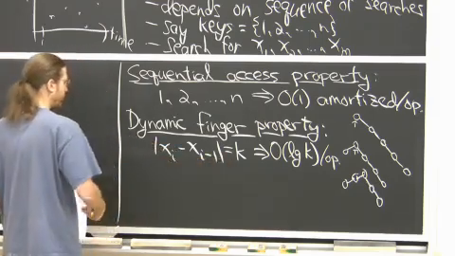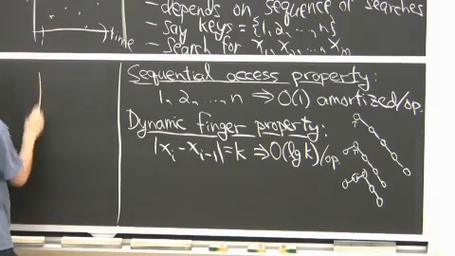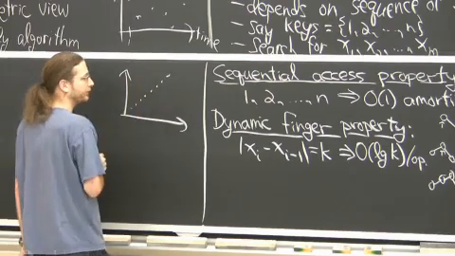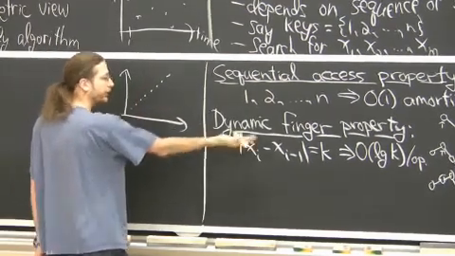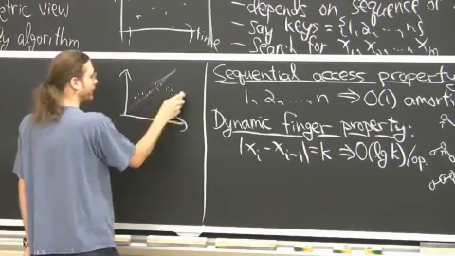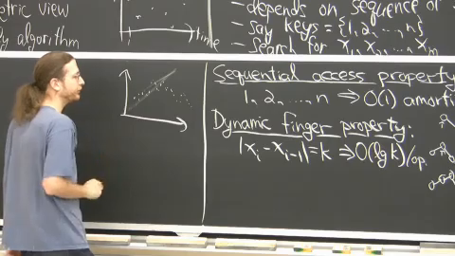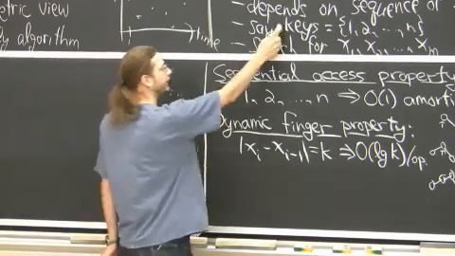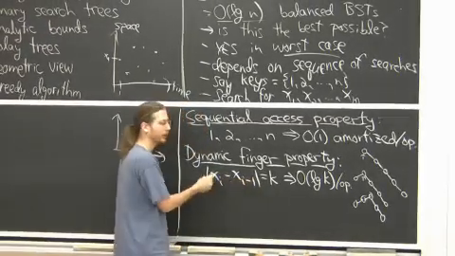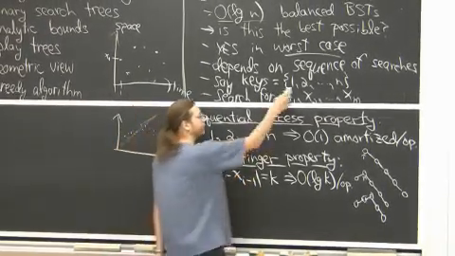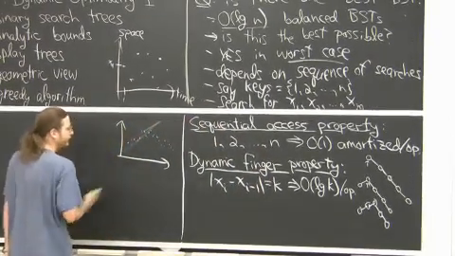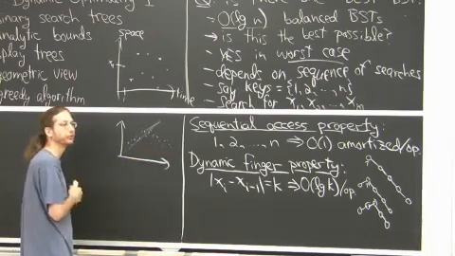But if I look at my space-time diagram here, for example, if I do sequential access, then this number is always 1, and so I get constant time. If I do something like this, where my spatial distance is not changing too much, and this is the reason I numbered the keys like this. What I really mean is in the sorted order of the keys, how do the ranks differ? But if I number the keys 1 through n, that's just their absolute difference. So anything like this, the dynamic finger property tells you you're doing well.